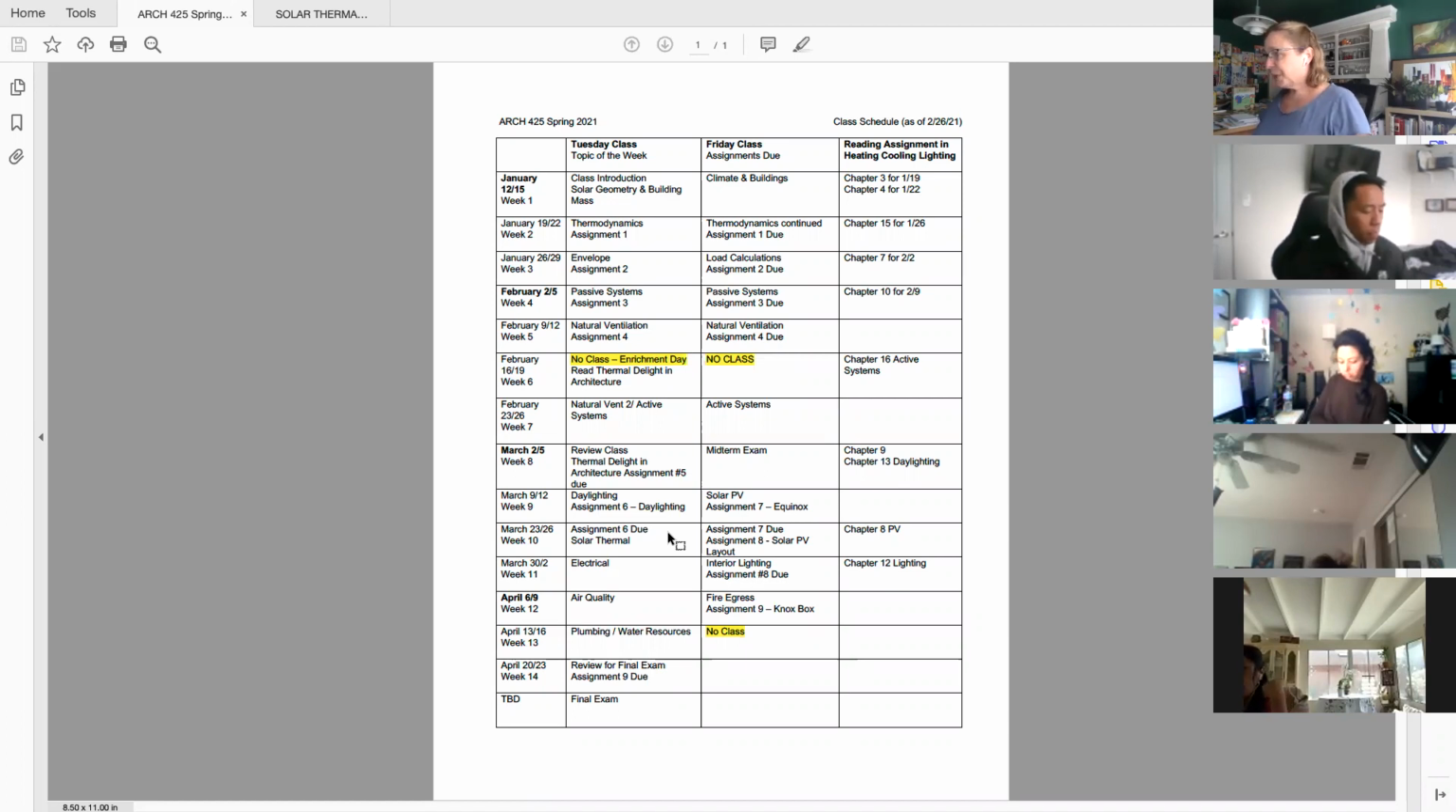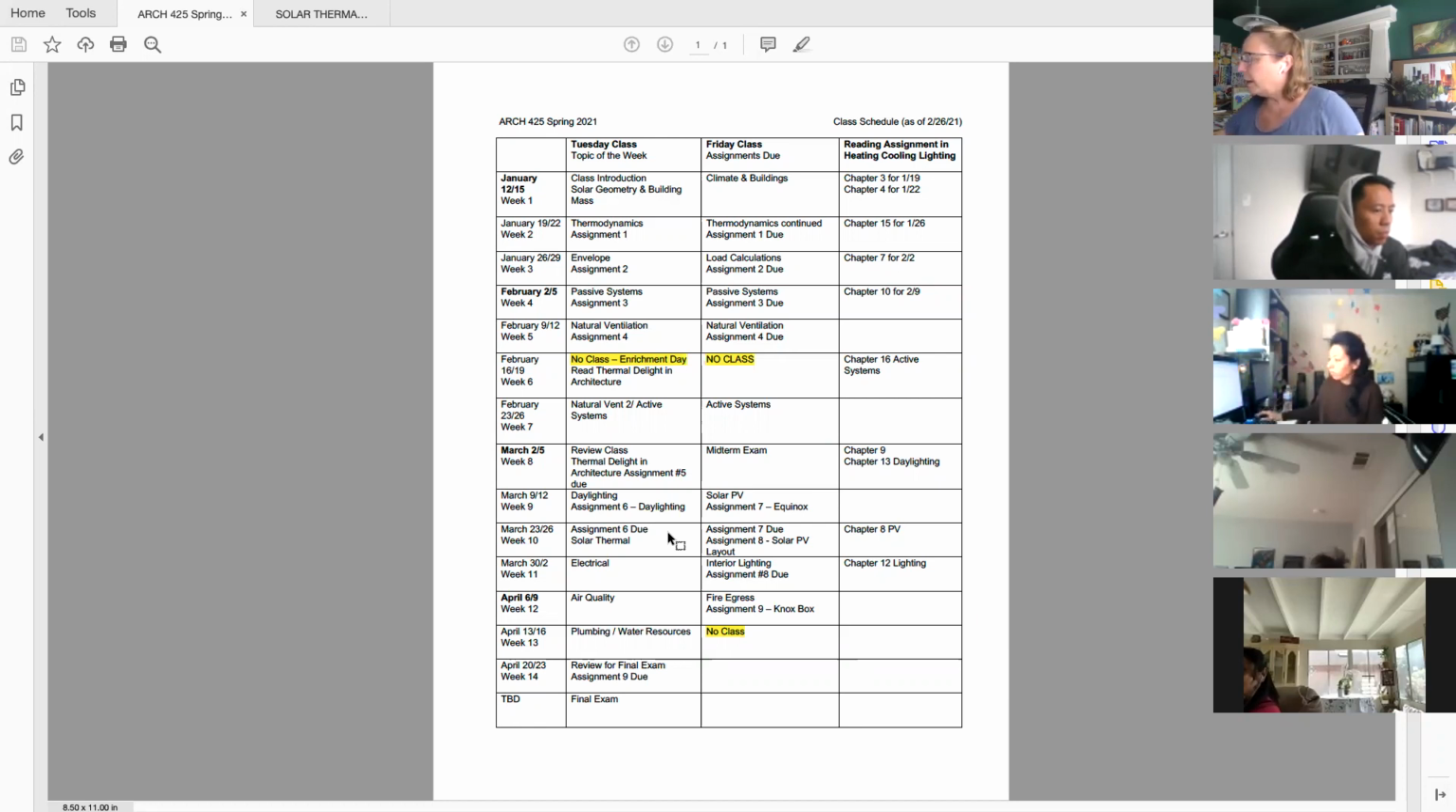And we're going to go over assignment number 8, which is going to be a solar PV layout. So we're going to take a little bit of time and walk through that, but there won't be a brand new lecture. I might recircle on a couple of PV and solar thermal things, but mostly it's going to be looking at that assignment and talking about roof layouts.